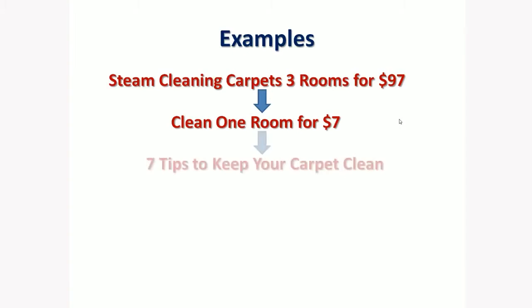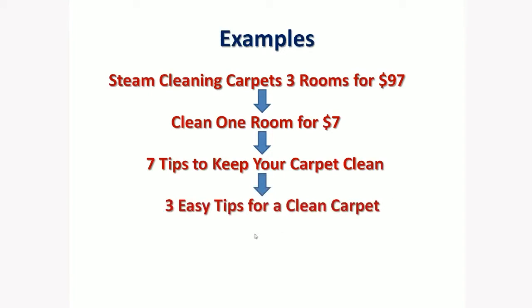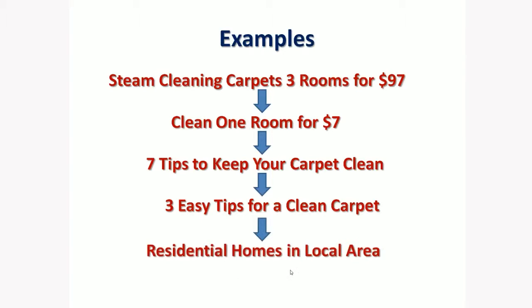So working backwards from that, they may offer an ebook on 7 tips to keep your carpet clean. It might be a report or a study, whatever it is. It's something free to get their email, which leads to the tripwire offer and then to your core product. Again, going backwards, you might do a video on the 3 easy steps for a clean carpet, and your target audience might be residential homes in your local area. So you can see everything, again, is perfectly aligned from your target audience through all your different offers to your core product. Okay, this way it will work.